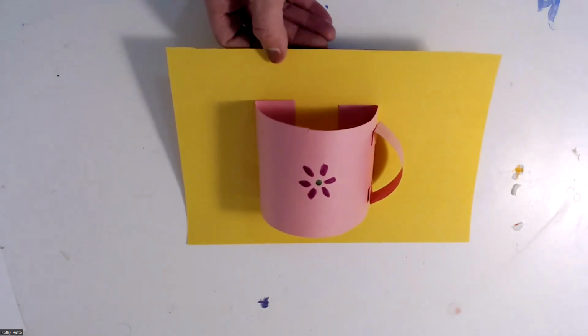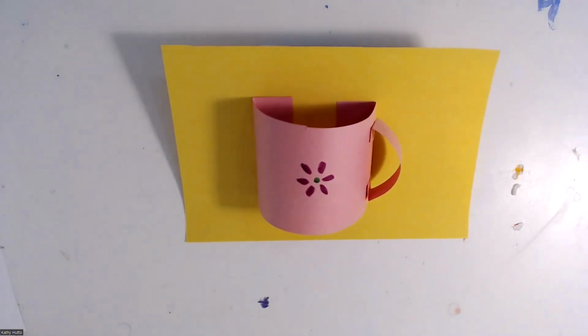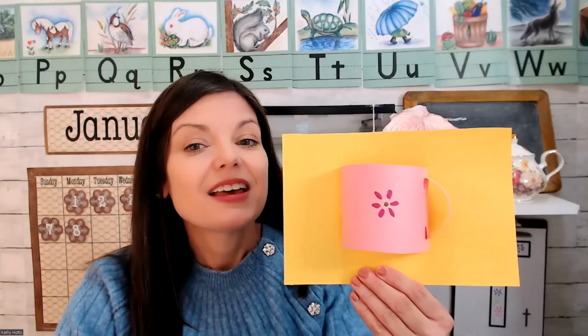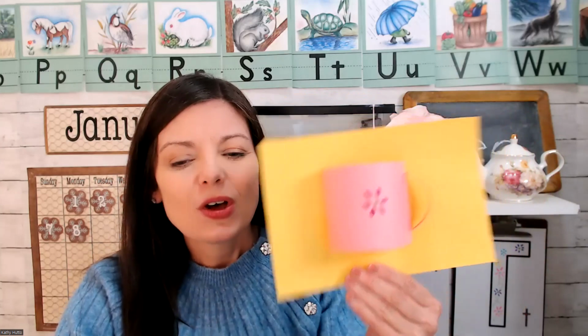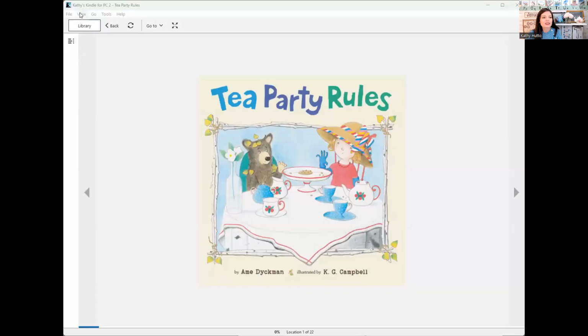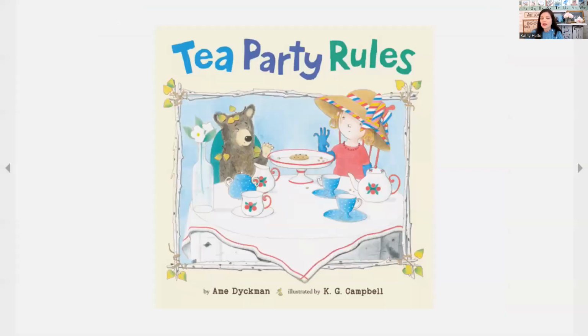So that is our art project for today. And now it's time for story time. Here's another look at that 3D teacup. Hope you get to make one today too. Well, for story time today, we're going to read a book that is called Tea Party Rules. Tea Party Rules by Amy Dyckman.